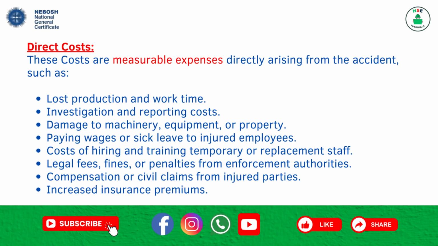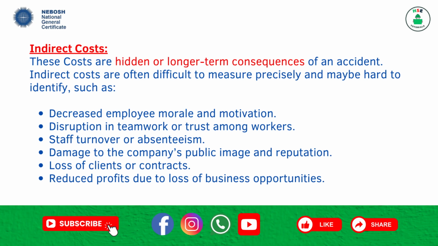Direct costs. These costs are measurable expenses directly arising from the accident, such as lost production and work time, investigation and reporting costs, damage to machinery, equipment, or property, paying wages or sick leave to injured employees, costs of hiring and training temporary or replacement staff, legal fees, fines, or penalties from enforcement authorities, compensation or civil claims from injured parties, increased insurance premiums.